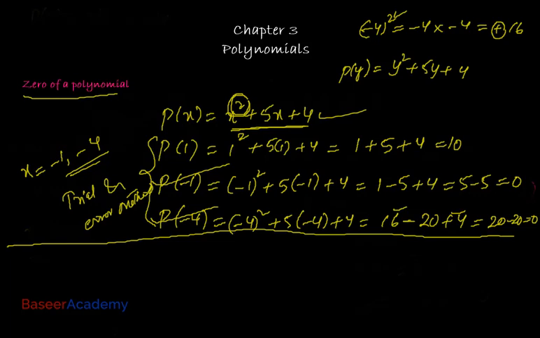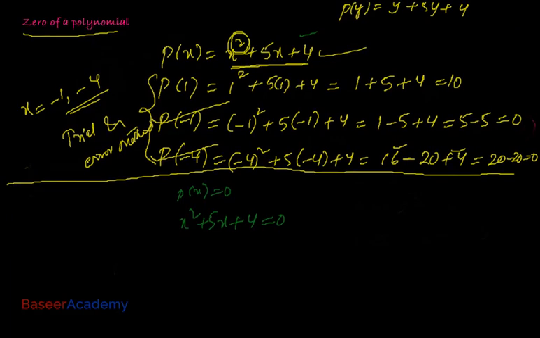To find the zeros of any polynomial, you first need to equate that polynomial with 0. Let's say I want to find the zeros of this polynomial x square plus 5x plus 4. I'll have to equate the polynomial x square plus 5x plus 4 with 0. Now, you know how to factorize a quadratic equation, right?